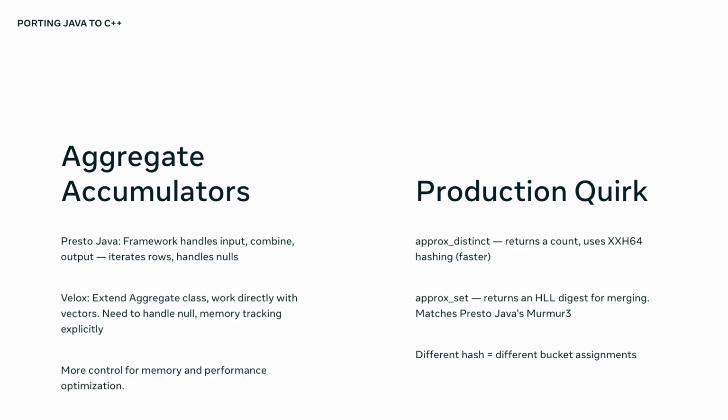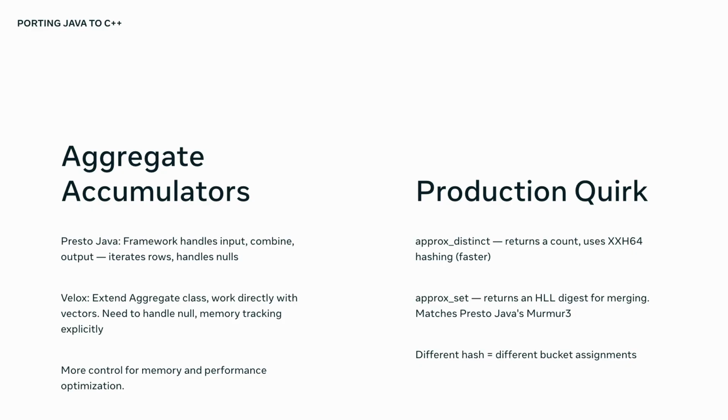One interesting production quirk that came up when we were moving some of these probabilistic structures is the hash functions. The hash function does matter. Presto Java uses a different hash function from Velox. For approx_distinct, we were able to use XXH64, a faster, more optimized hashing function. Since you're dealing with counts, it does not matter if the previous workloads from Presto Java used a different function. But for approx_set, since this returns an HLL digest, if you don't match Presto Java, what we saw happening was an overinflated count.